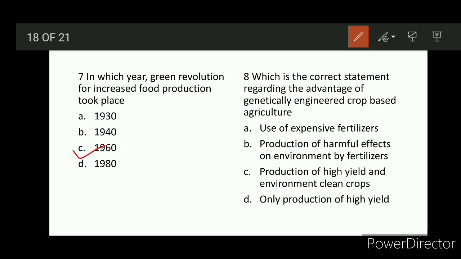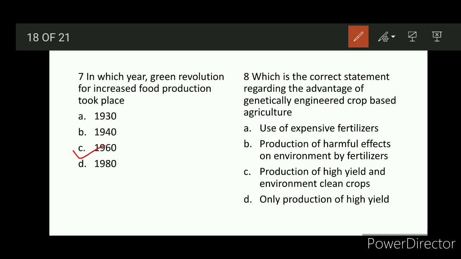Question number 8. Which is the correct statement regarding the advantage of genetically engineered crop-based agriculture? Advantage of GM crops. A, use of expensive fertilizers. Option B, production of harmful effects on environment by fertilizers. Option C, production of high yield and environment clean crops. Option D, only production of high yield.